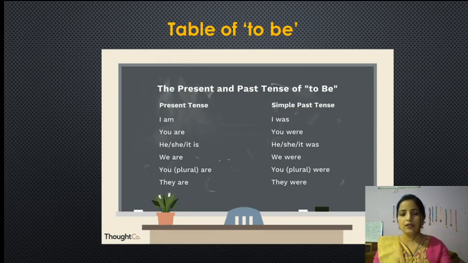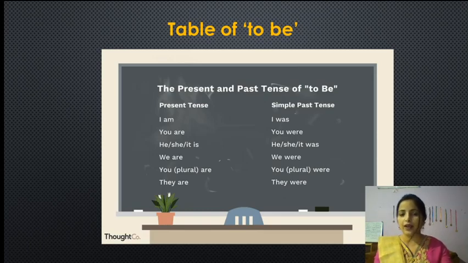So it is basically in present and past tense. We all know that English has three tenses: present, past and future. But this table, particularly what is being shown on your screen, is for present and past tense. So how the verb to be changes in present and past tense. Please have a look. Present tense is the first column, and then you have simple past tense, etc.